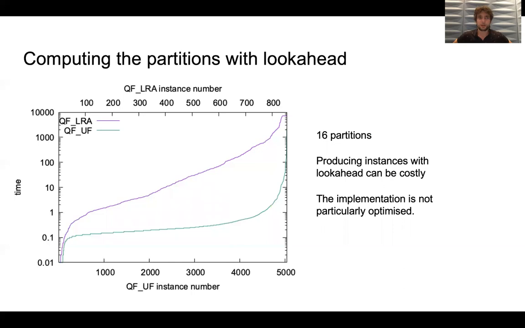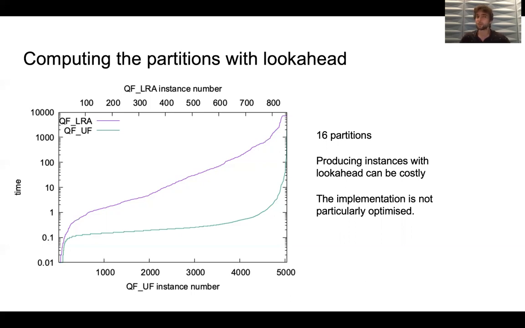One thing that you might be interested in as well is how hard it is to actually compute these partitions. I show here the results for both uninterpreted functions and linear real arithmetic. The good news is that for uninterpreted functions it is quite efficient. In the vast majority of the cases we have the partitioning done in 16 partitions in this case under 1 second. But there are some outliers.